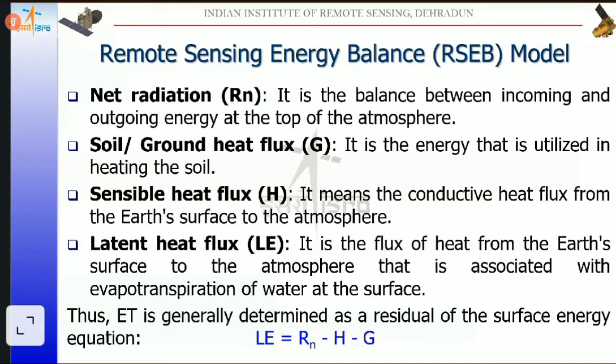While the latent heat flux is the flux of heat from the Earth's surface to the atmosphere and is specifically used for evapotranspiration of water. Simply, the crop plant absorbs heat for its photosynthesis activity and to maintain its body temperature, so it evapotranspires. That evapotranspiration is the latent heat of the particular crop. So if I want to calculate using the same energy balance modeling approach, or remote sensing energy balance approach, LE is equal to Rn minus H minus G. That's why it's called a residual energy balance approach.